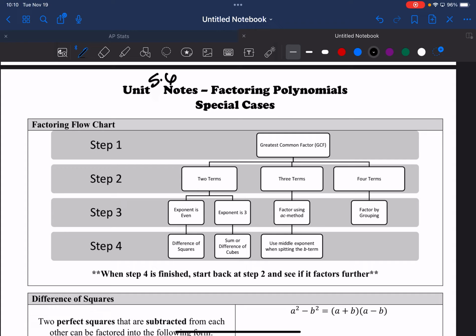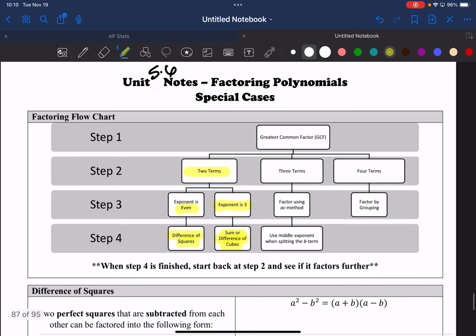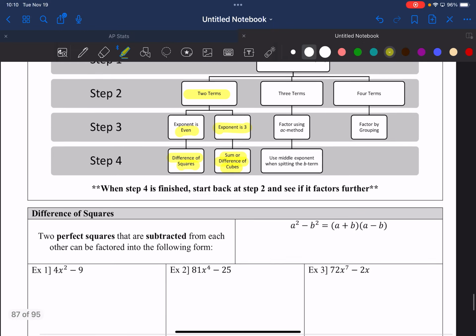But now, if you have 2 terms, so right here I'm going to highlight this, you're looking at your exponents. If it's even, you're going to do difference of squares. If it's a 3, which means it's a cubic, you're going to do sum or difference of cubes. So we already talked about the 3 terms, 4 terms. Now we're looking specifically at the 2 terms. Remember, if you get to the last step and you can still factor, what do you have to do? Continue factoring, because if it's not simplified, then you don't get the correct answer.